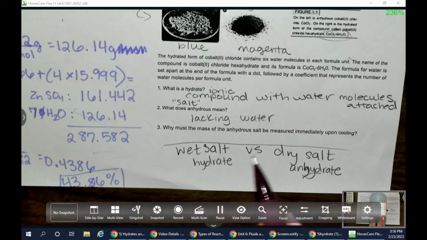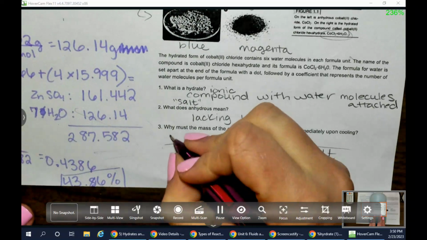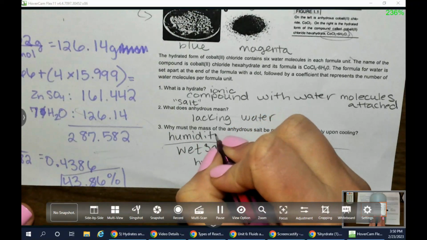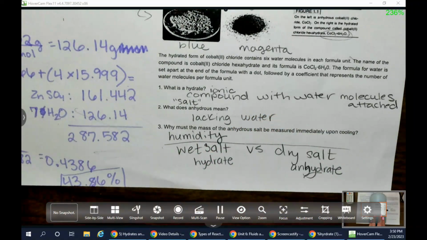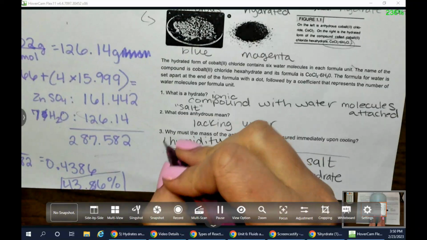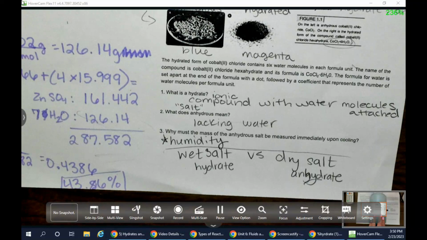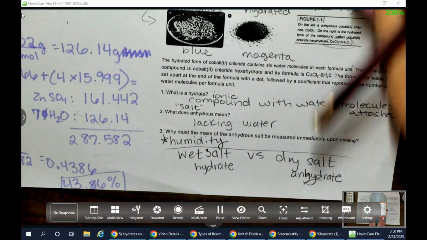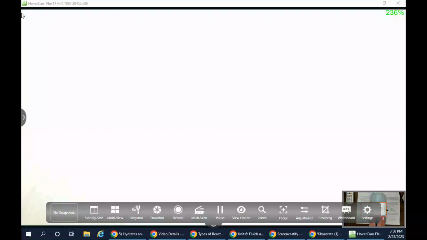So why must the mass of the anhydrous salt be measured immediately upon cooling? We know we're going to have to heat it up to get the water out of it. So why is it important to not leave it uncovered in the classroom for a while? It'll absorb more water. There's such a thing as humidity. Anybody with hair suffering right now? We all know the struggle, right? So humidity in the air means that salt is going to reabsorb all that water sitting in the air right now. All right, cool. So that's going to be my one-word answer. All right, flip the page over.